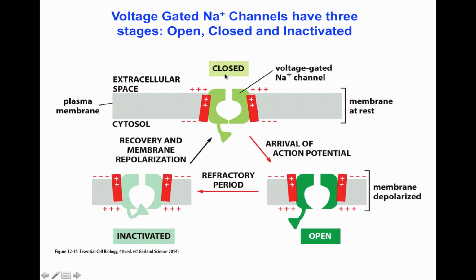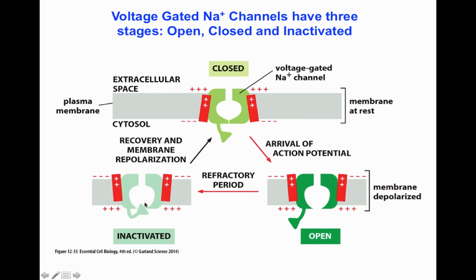So again, the channel moves through three different states depending on the membrane potential. A closed state, when the membrane is at rest and therefore has more positive charges outside than inside. An open state, where the channel opens because you have more negative charges outside than inside, and this allows the flux of sodium ions inside the cytoplasm. And an inactivated state, where the channel is open but blocked, and therefore you stop the influx of sodium ions inside the cell.